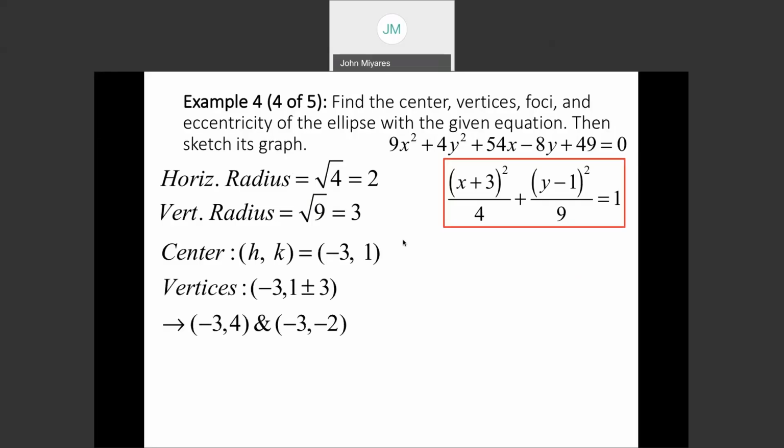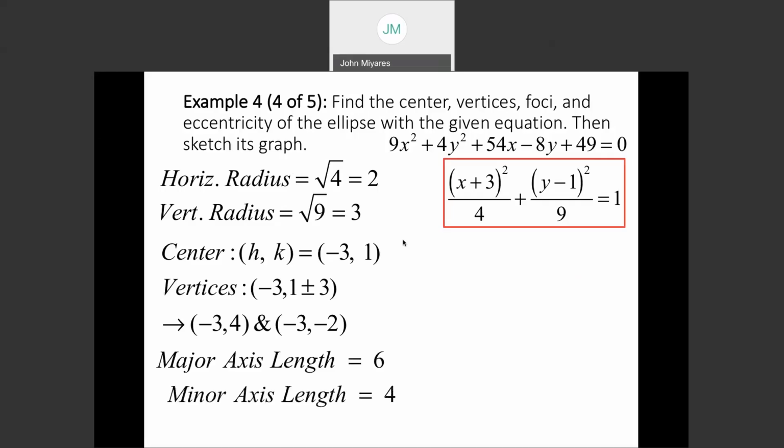So the vertices are going to be 3 units above and 3 units below the center vertically, which will place them at the points negative 3, 4 and negative 3, negative 2. The major axis length is going to be 6, which is 2 times 3, and the minor axis length will be 4, which is 2 times 2.